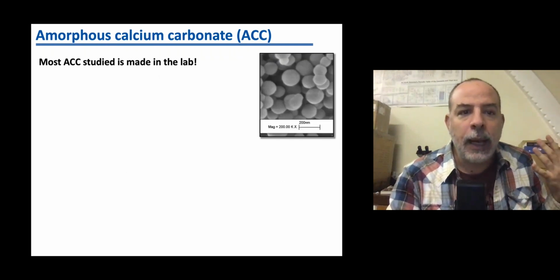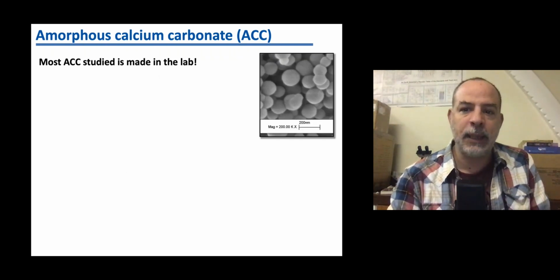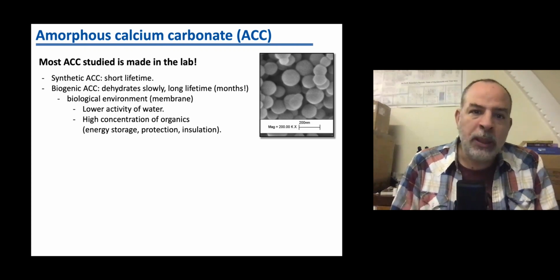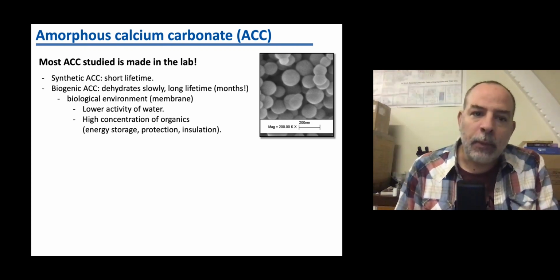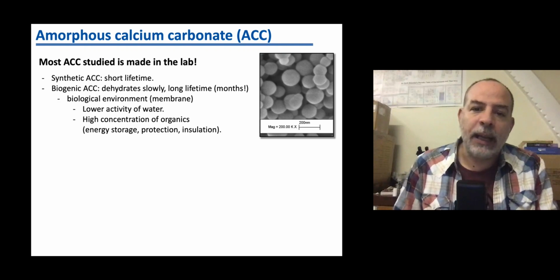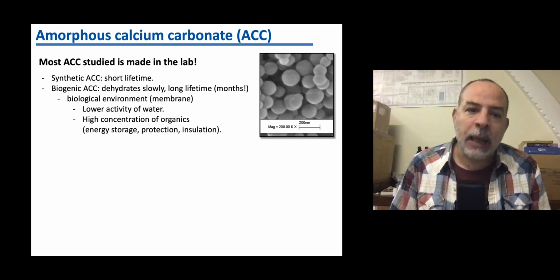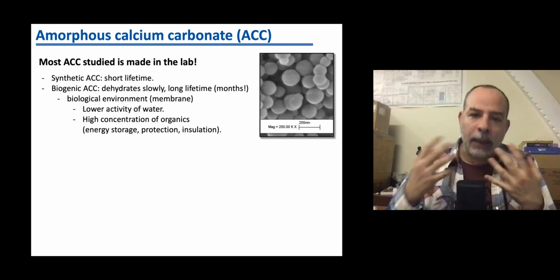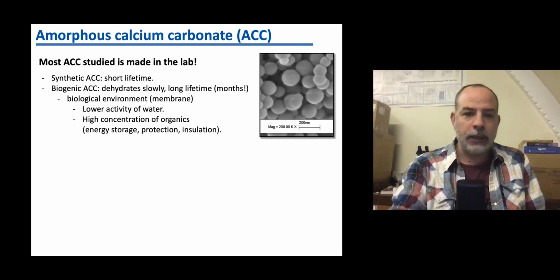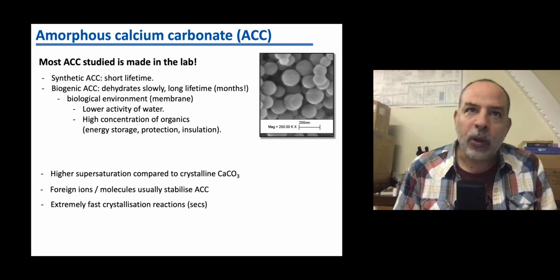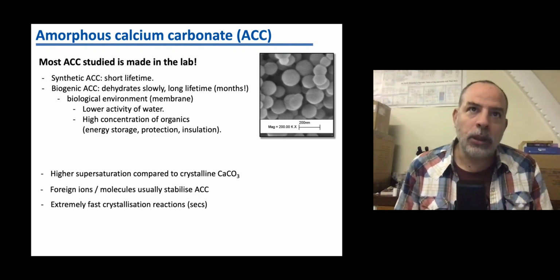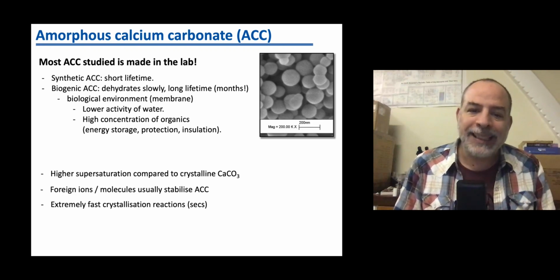It happens that the amorphous calcium carbonate which is produced in the lab is highly metastable. It has a very short lifetime, only a few minutes, usually 1-2 minutes at ambient temperature. But the biogenic amorphous calcium carbonate has a longer lifetime because it dehydrates very slowly, and sometimes it can have a lifetime of months. That happens because this amorphous phase is produced in a biological environment, inside a membrane environment, where the activity of water is lower and there is a much higher concentration of organics. So this amorphous phase requires higher supersaturation compared to crystalline calcium carbonates, and usually ions like phosphate or magnesium or organics can stabilize this phase.